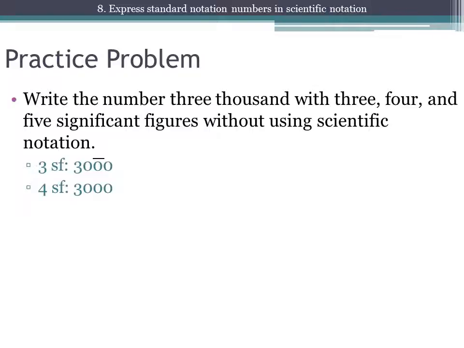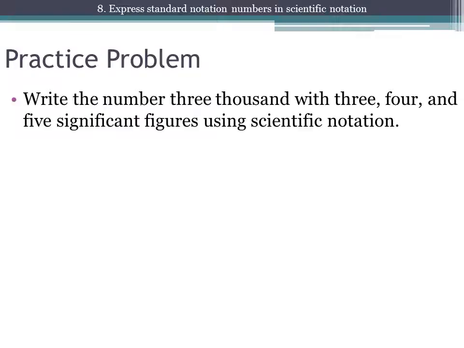If we're going to write it with 4 sig figs, we have a couple options. We can either put a line over that 0 in the ones place, making all of the zeros significant, or we could put a decimal point after the ones place, showing that that last 0 is estimated, meaning the other zeros are significant as well. 5 sig figs is real easy. That would be 3,000.0. That would give us 5 sig figs.